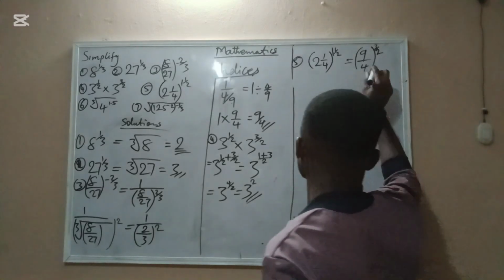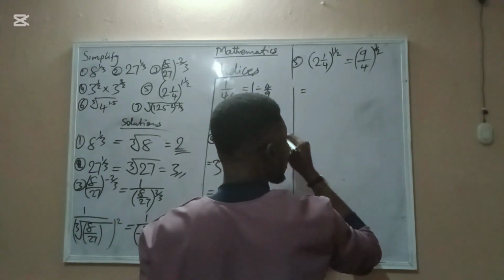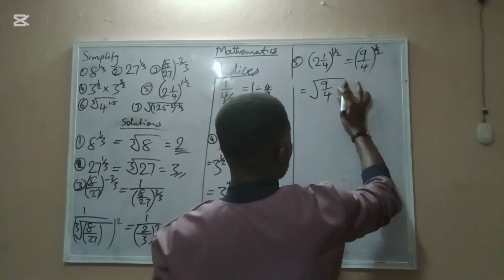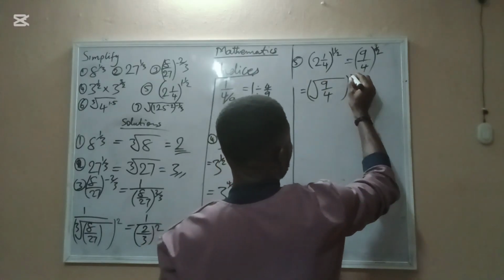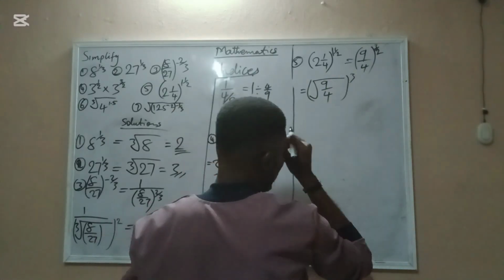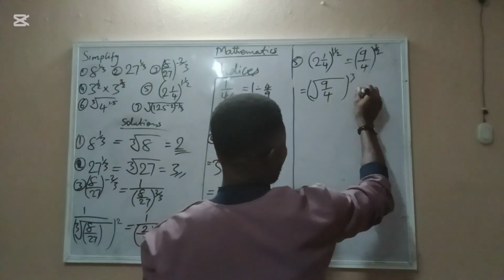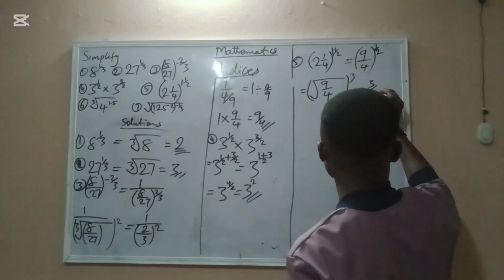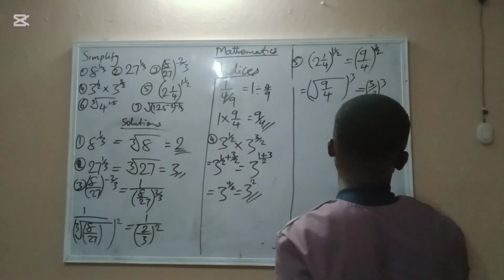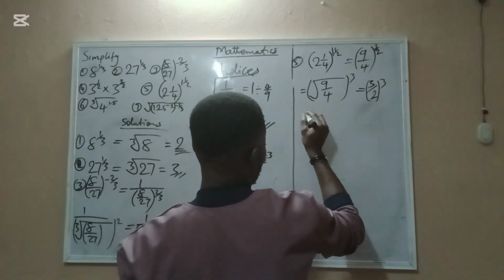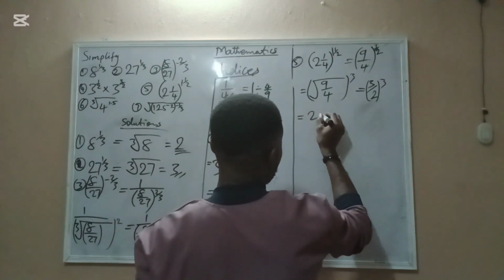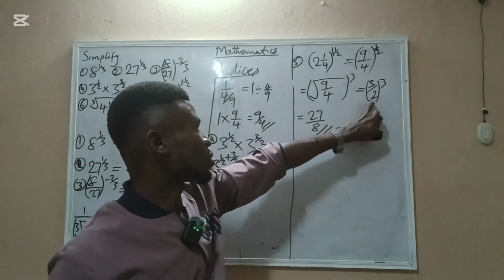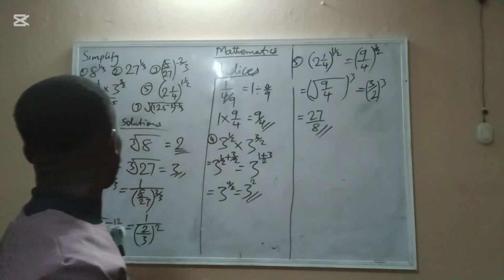And from here, this is the same thing as square root of 9 over 4, all to the power of 3. And then the square root of this one is square root of 9 and square root of 4. Square root of 9 is 3, over square root of 4 is 2, all to the power 3. And that gives us 3 times 3, and that gives us 27 over 8. Right. 3 times 3, 9, 9 times 3, 27, 2 times 2, 4, 4. So that is it.